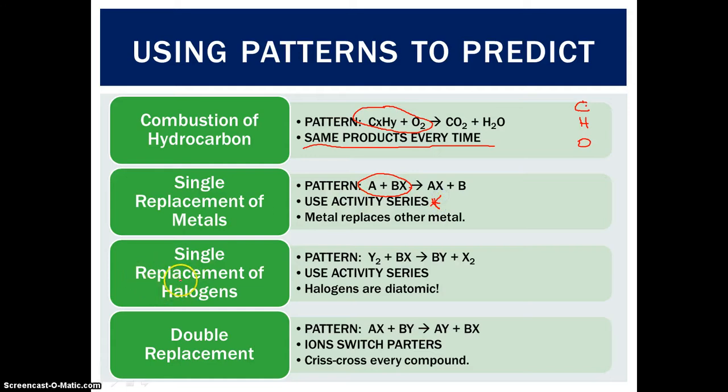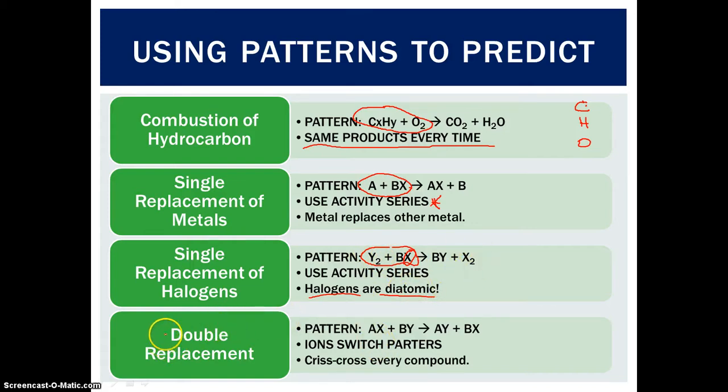There's also single replacement of halogens. Halogens are non-metals, so same idea, same recognition. I have a single element, it'll be a diatomic element in this case, and an ionic compound. When I recognize that single element and ionic compound, I know that the single element is going to replace its like element in the ionic compound. Non-metals replace non-metals. So Y replaces X, I end up with BY and X2. Remembering the halogens are diatomic, any lone element will be a diatomic element.